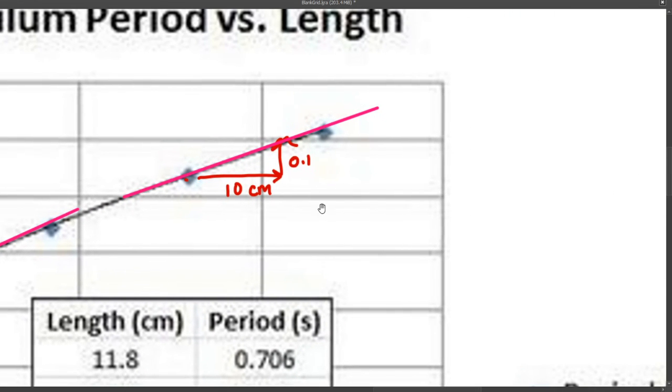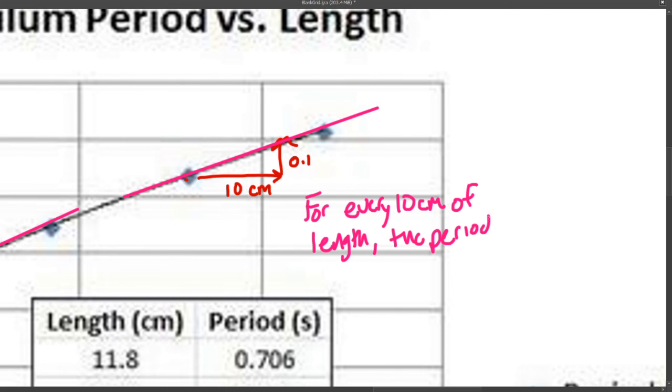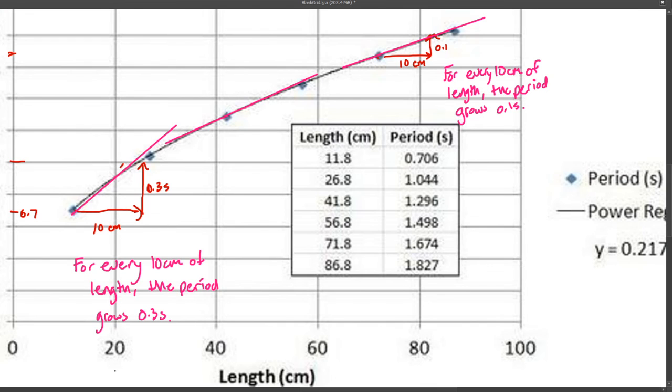But let's compare that to here. For every 10 centimeters of length, the period grows 0.1 seconds. The 10 centimeters of length does more when we have a short pendulum than it does when we have a long pendulum. Those are the sorts of relationships I'm going to want you to find. Notice I didn't really do any math here.